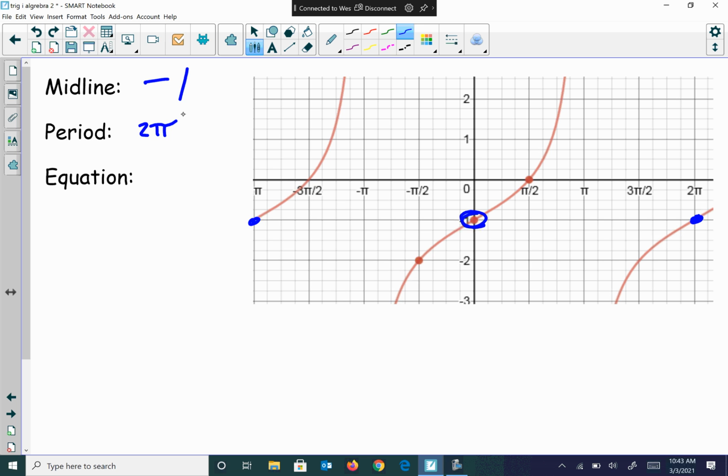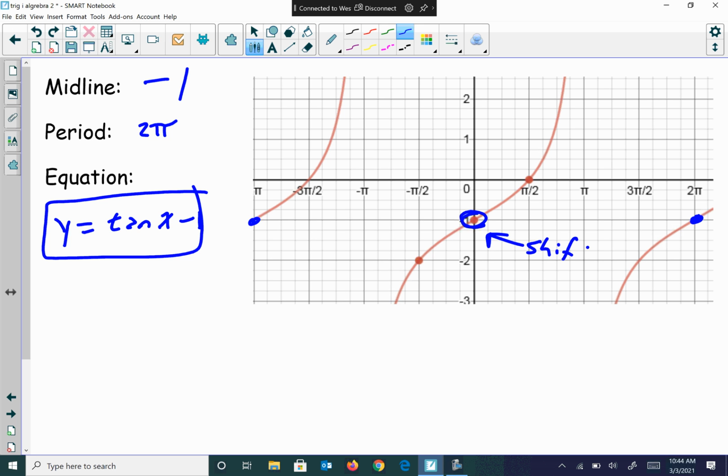And let's figure out our equation. So the equation is going to be y equals tangent of x minus 1, because this made a shift of 1. Okay, so tangent x minus 1. That's all it is. Okay, again, I had to think about would this start repeating itself?